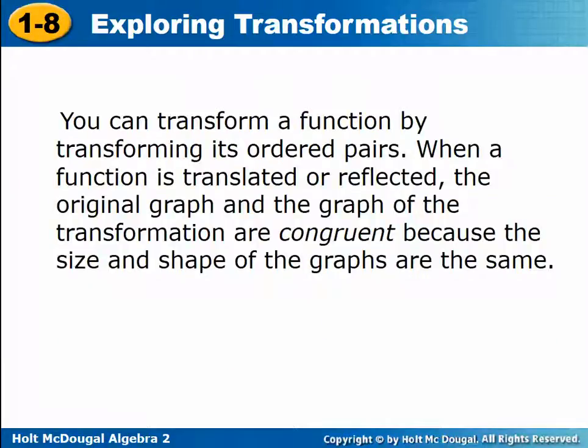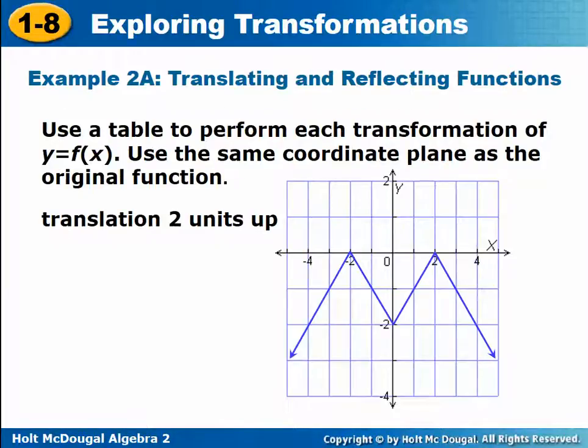You can transform a function by transforming its ordered pairs. So you can just use those rules that you learned to translate or reflect points. And when you do that, the original graph and the new graph are going to be congruent. They're going to be the same shape and the same size because it is what's called an isometry, when it preserves the same shape and the same size. You probably learned about transformations in your geometry course or even your Algebra 1 course.